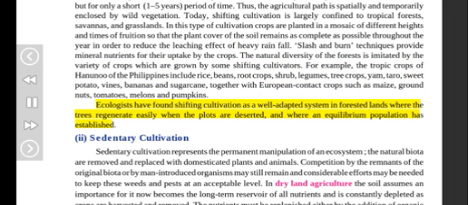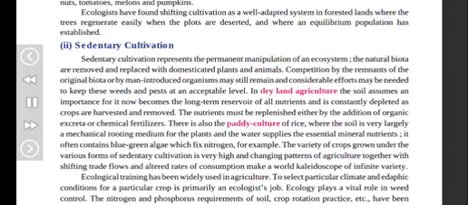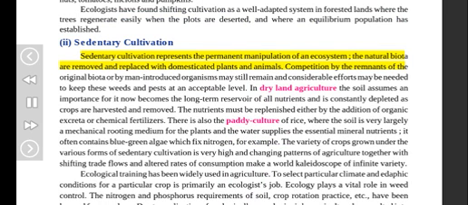Ecologists have found shifting cultivation is a well-adapted system in forested lands where the trees regenerate easily when the plots are deserted, and where an equilibrium population has established. Sedentary cultivation represents the permanent manipulation of an ecosystem. The natural biota are removed and replaced with domesticated plants and animals.